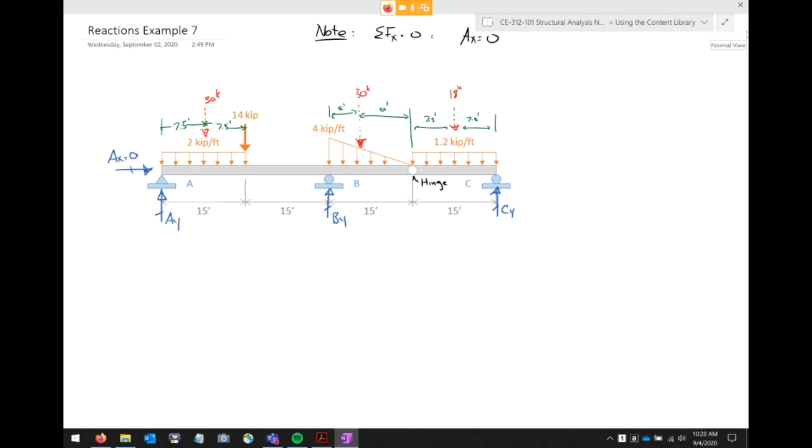Okay, so what I want to do is handle this problem like I would any problem that we would do in this class. Let's just handle it like we did before, and try to adopt that same approach. So let's just sum moments at A and see what happens.